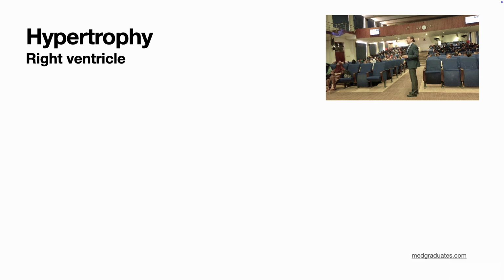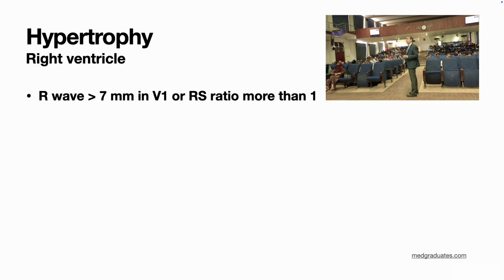And then you can have right ventricular hypertrophy. R wave in V1 is greater than 7 millimeter or RS ratio more than 1. That means the R is bigger than the S wave in lead V1. So that is why we use V1.